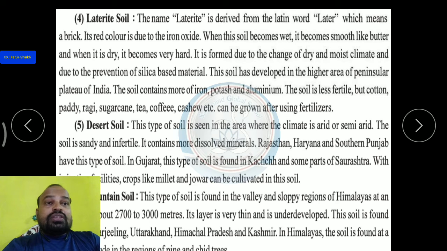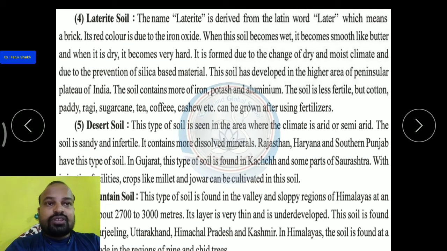The laterite soil, when it's wet, becomes smooth like butter, and when it's dried it becomes very hard. Because of its smoothness when wet, it can be molded in any form, any structure, any shape and size can be given easily. It is formed due to the change of dry and moist climate, and due to the leaching of silica based material.